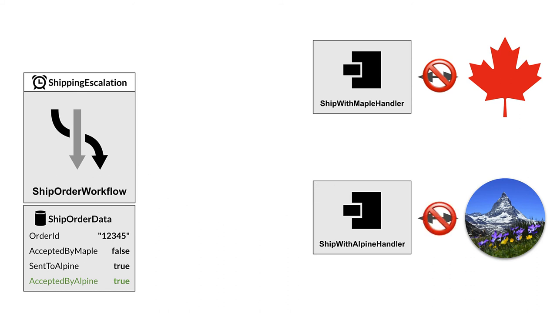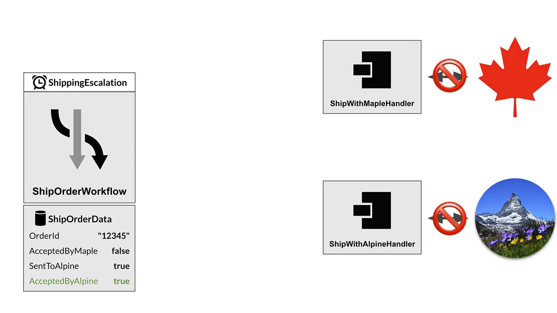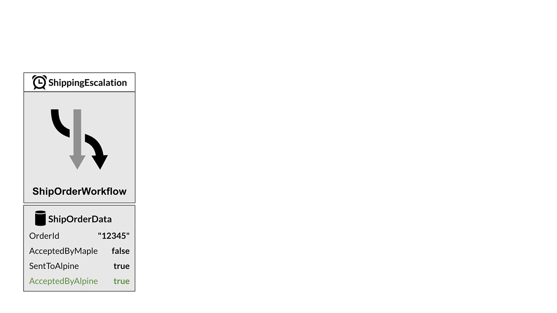But what if for some reason the Alpine service is unavailable as well? A lot of good that did us. Let's clear them away. Once again, the Saga data here is not correct, since Alpine did not accept our shipment, so let's reset that as well. In that case, the second shipping escalation will come due. When we analyze our Saga data and see that our order was not accepted by Maple, was sent to Alpine, and also was not accepted by Alpine, we are out of options.